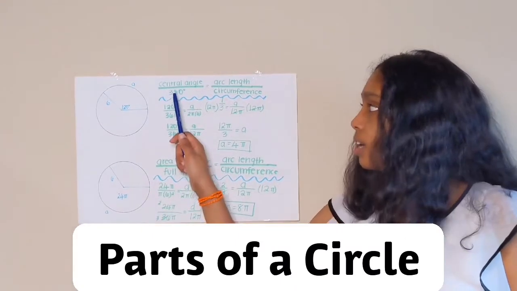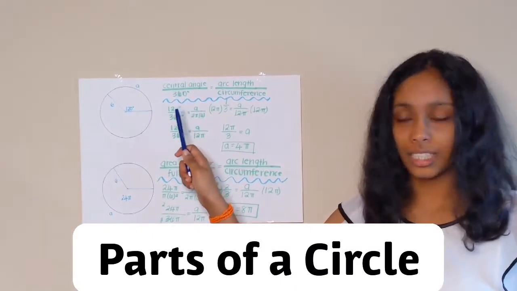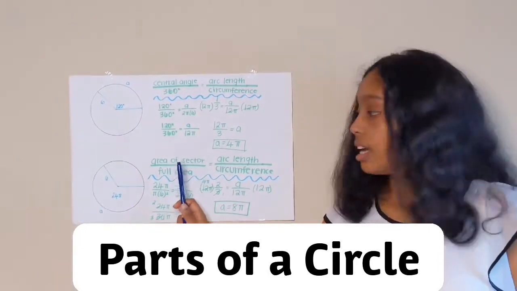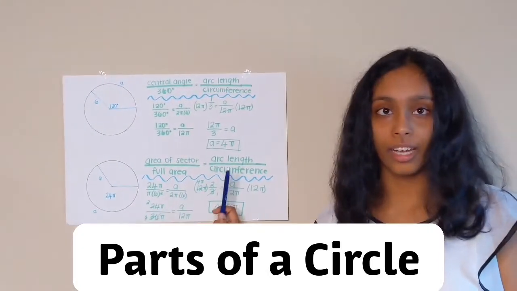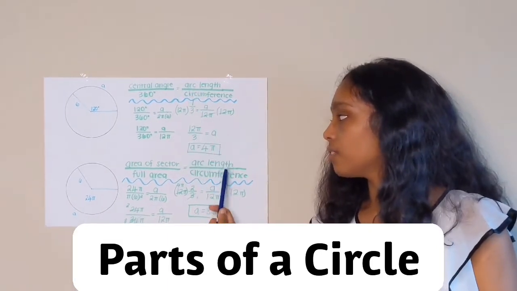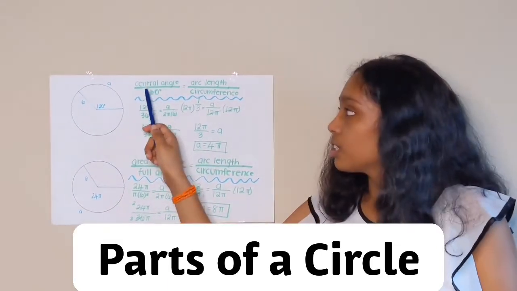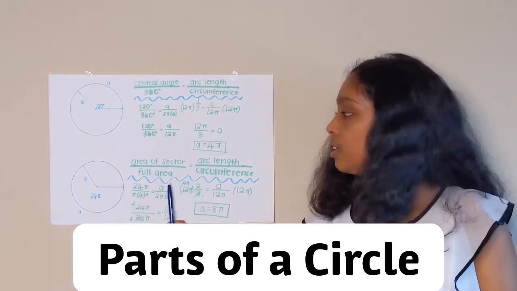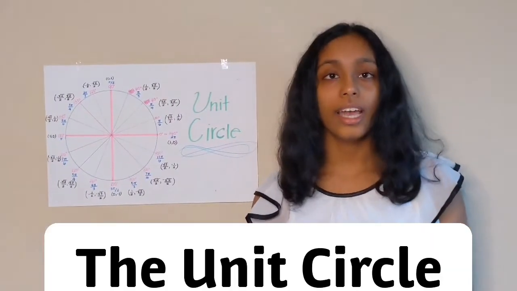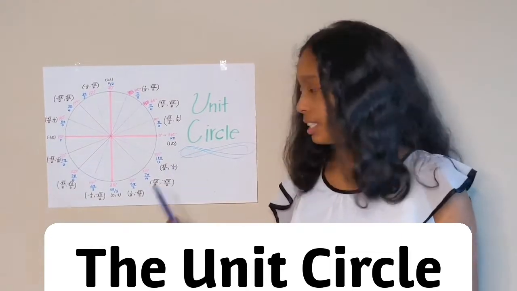So circle, first of all, central angle over 360 degrees equals arc length over circumference. Second, area of sector over full area equals arc length over circumference. As you can see, the arc length over circumference is similar in both equations. So you can say central angle over 360 equals area of sector over full area, which has a radius of 1 and where pi equals 180 degrees.